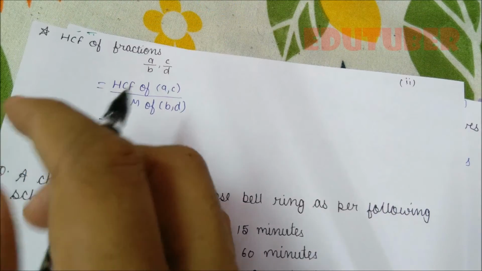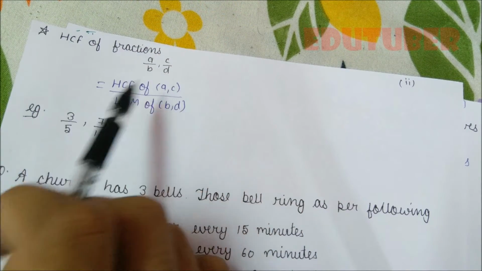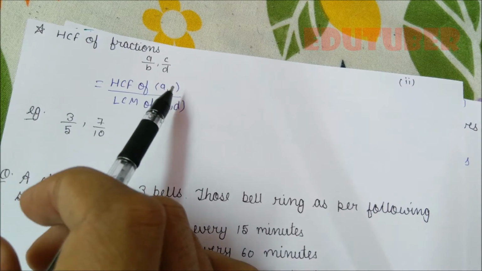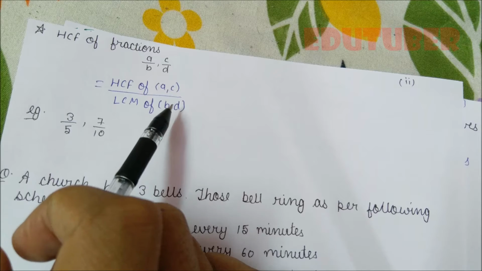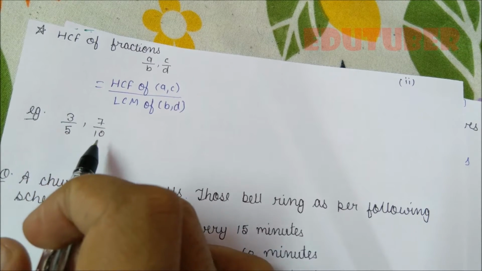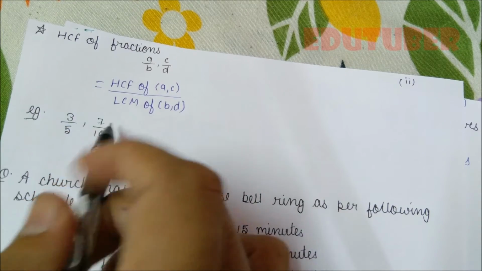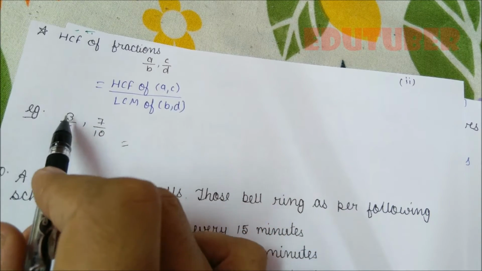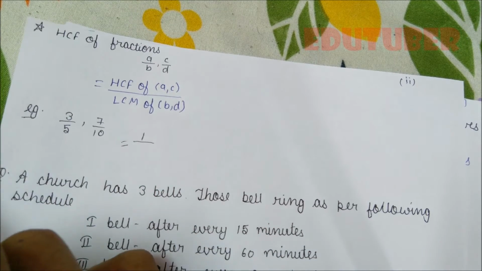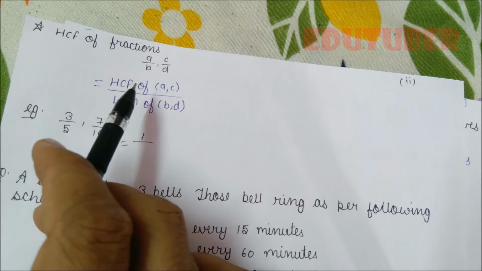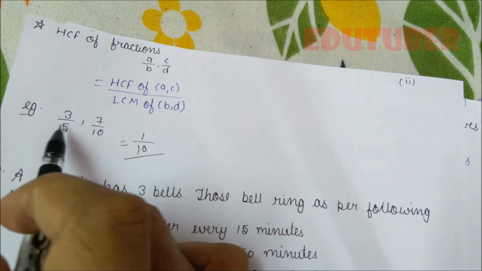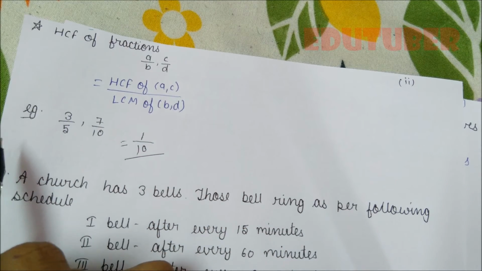Similar is the HCF of fractions. In HCF of fractions a by b and c by d, it is given by HCF of numerators and LCM of denominators. So for example, we have two fractions 3 by 5 and 7 by 10. For getting the HCF of them, first we have to get the HCF of 3 and 7, that is 1, because they have no common factor except 1, and LCM of 5 and 10 is 10. So HCF of 3 by 5 and 7 by 10 is 1 by 10.